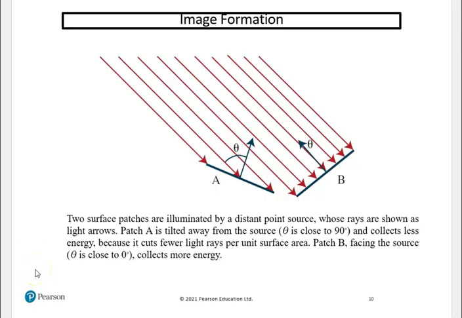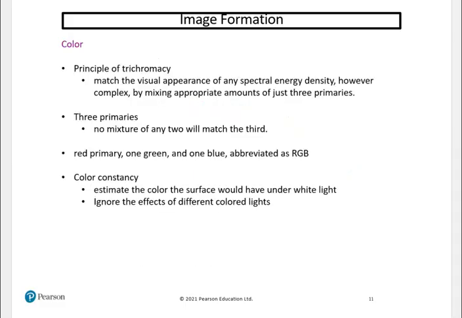So when two surface patches are illuminated by a distant point source, like the sun model which I discussed, in that case the rays are shown as light arrows here. So patch A is tilted away from the source. It collects less light. However, patch B, facing the source here, collects more. So this will be our model for illumination.